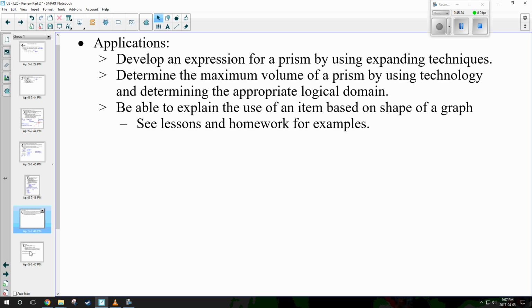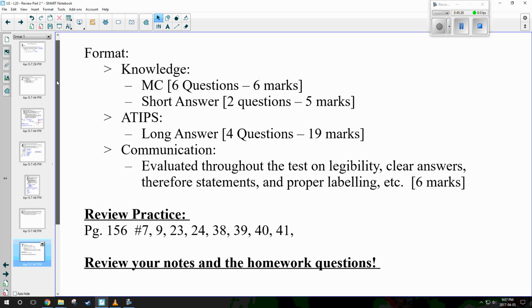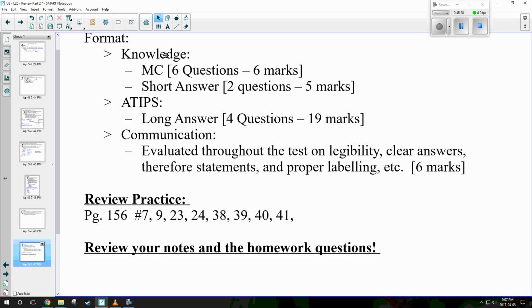A couple other things for you to take a look at is I do have the format here of your test. So under the knowledge section, you will have some multiple choice questions. You will have 6 of those worth 6 marks. There is also some short answer questions. There will be 2 short answer questions, and that gives you a total of 5 marks. In your application thinking problem solving section, we have our long answer questions, and there are 4 long answer questions, and that gives you a total of 19 marks.